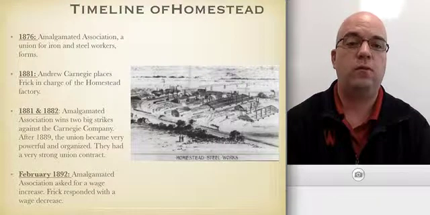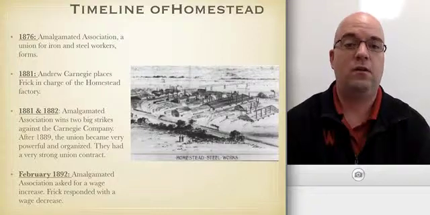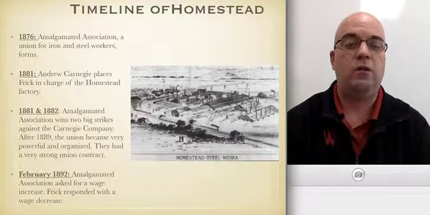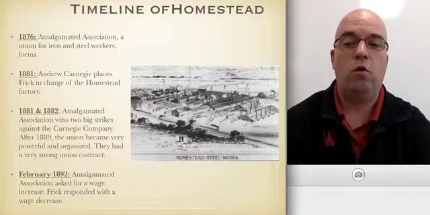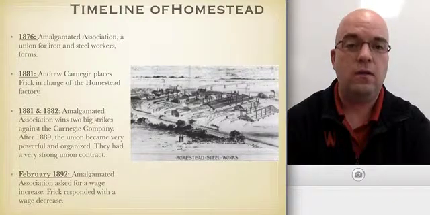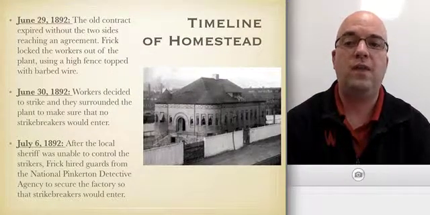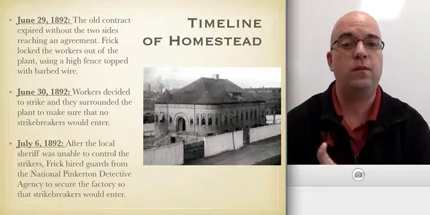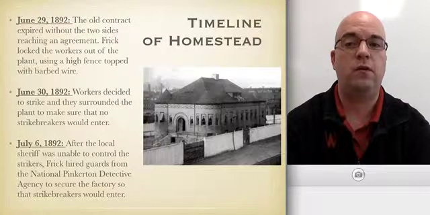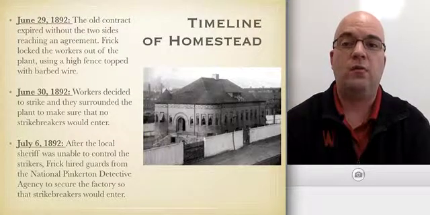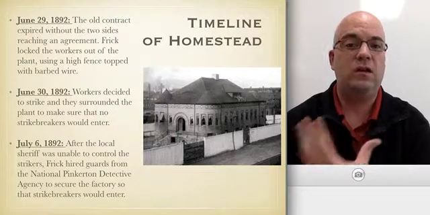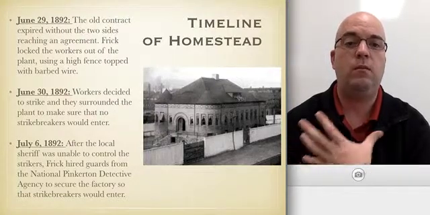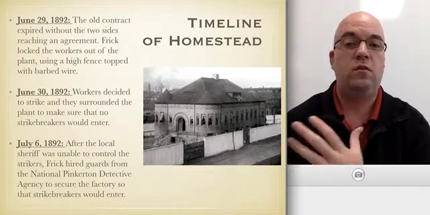Frick responds with a wage decrease. He's going to actually lower the workers' salaries, which, as you can imagine, did not go over very well with the workers. And so on June 29th, 1892, the contract basically expires. The old previous contract the workers were working under is no longer in effect, and the two sides can't really get to an agreement. They've been meeting, they've been discussing, but they're just kind of at an impasse.